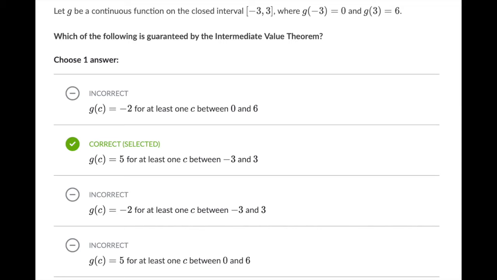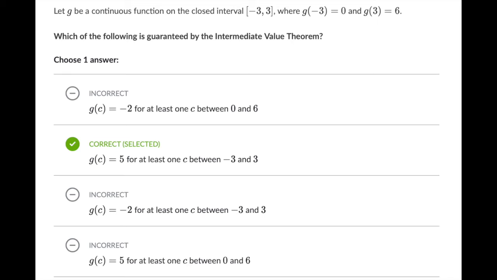Let's check the correct answer. g(c) is 5 for at least one c between -3 and 3. As you can see, the interval is true, -3 to 3, and y equals 5 is in between y equals 0 and y equals 6, as you can see on the instructions.